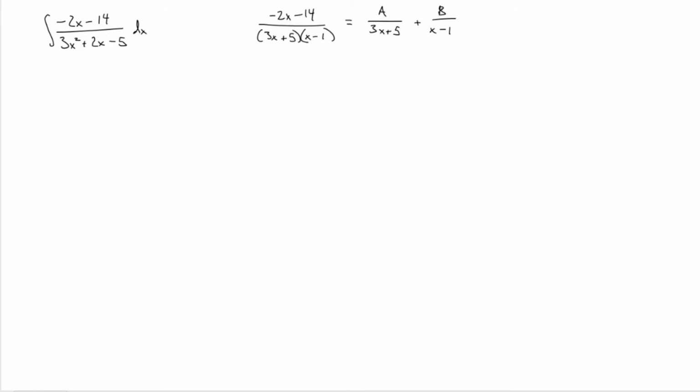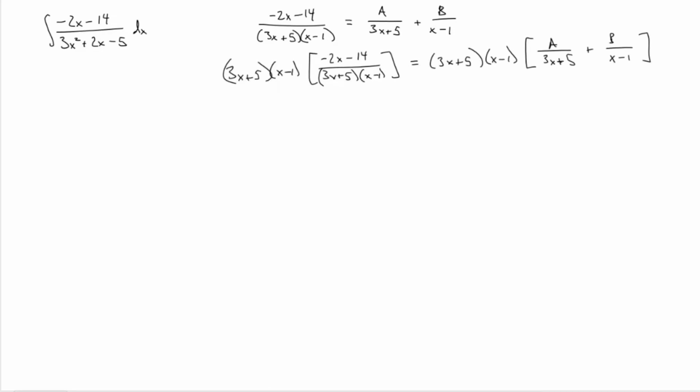The denominator factors as 3x plus 5 times x minus 1. Those are two linear factors, just like in the last example. And so the expression we're looking for can be written as A over 3x plus 5 plus B over x minus 1. We multiply both sides by 3x plus 5 times x minus 1, and after we distribute and simplify, we get this expression here.